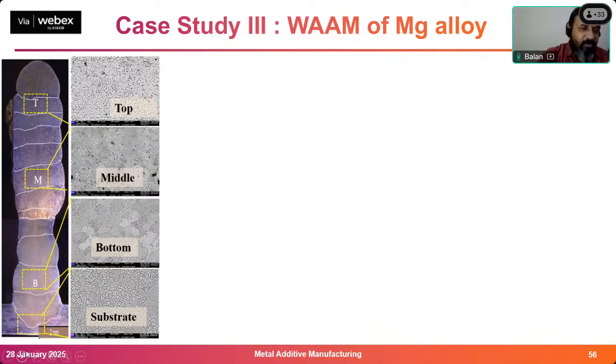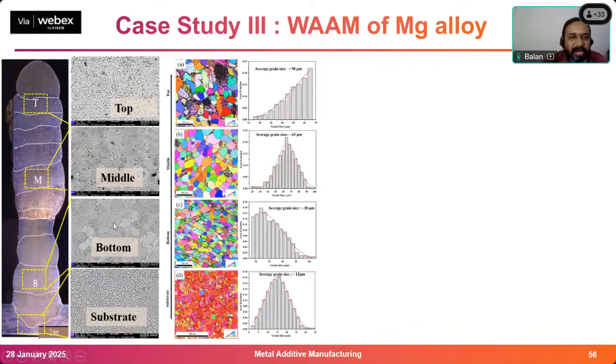Now from this big thin wall, I am going to take the structures of the top, middle, bottom, and the substrate. Substrate is once again a magnesium plate only. So now you can see the grain sizes are changing. I wanted to find out the microstructure, so I did EBSD. After EBSD, I found the top grain size is 58 micrometer, the middle is 63, the bottom is 38, and the substrate is 12, because this is not WAAMed. It is like cast, not cast wrought.